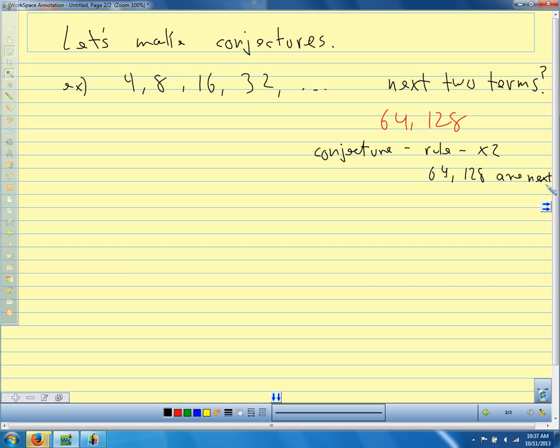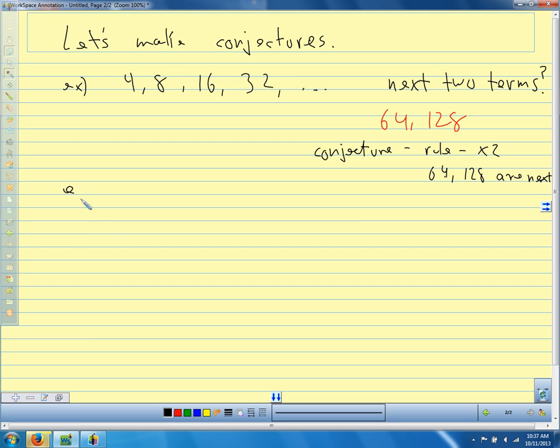Now, again, are we 100% certain that this is true? No. It seems like it makes sense, right? But we could have some kind of thing that happens and then some other thing might happen. And so just based on these four, this would be a good conjecture, that we multiply each term by 2. All right, let's look at another one.